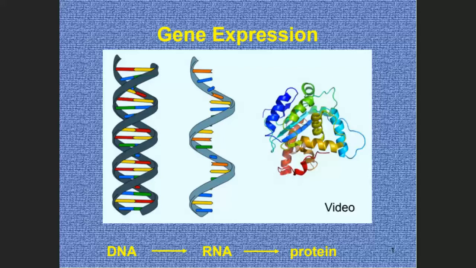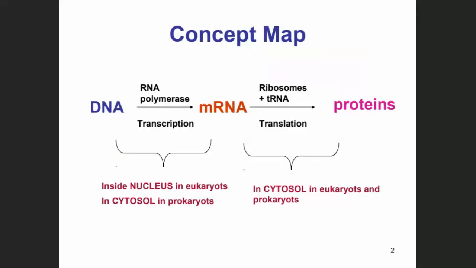So for eukaryotic cells, the DNA exists inside of the nucleus. For prokaryotic cells, we don't have a nucleus, so everything happens inside of the cytoplasm, and sometimes the translation into a protein starts before the transcription into an RNA even finishes.